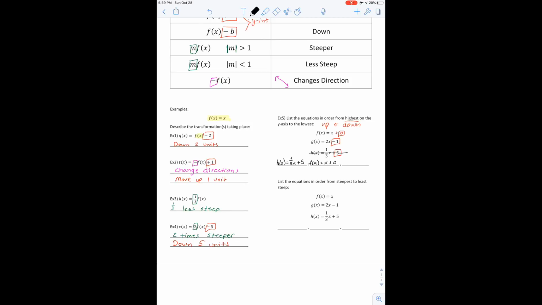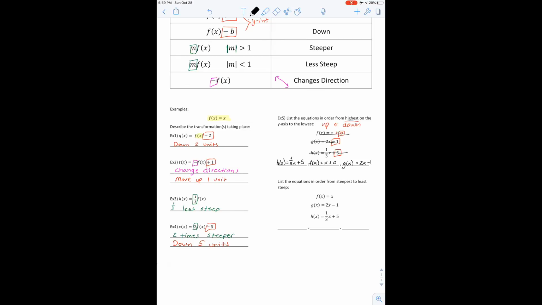And you can go ahead and put plus 0 or just leave it as x. And that leaves finally the lowest one on the y-axis, which will be 2x minus 1, which is g of x. All right, so we've knocked all those out. So those are the highest on the y-axis down to the lowest. You could graph those in your calculator just to verify that if you wanted to.